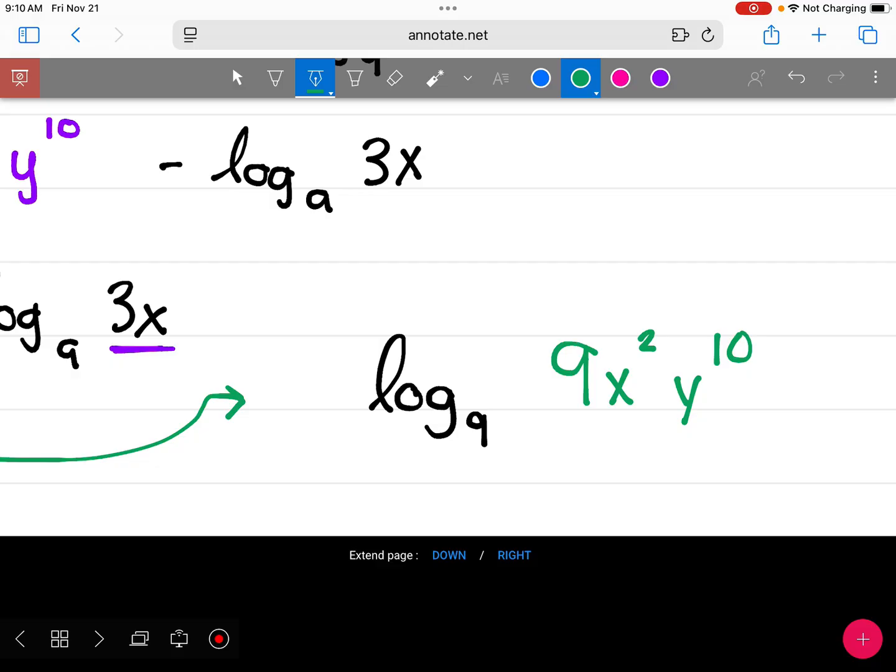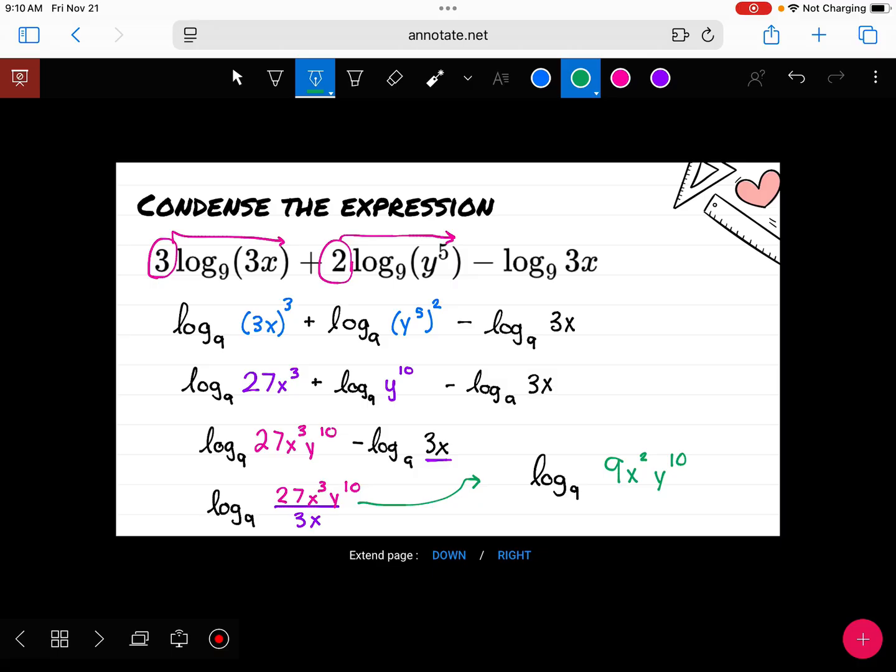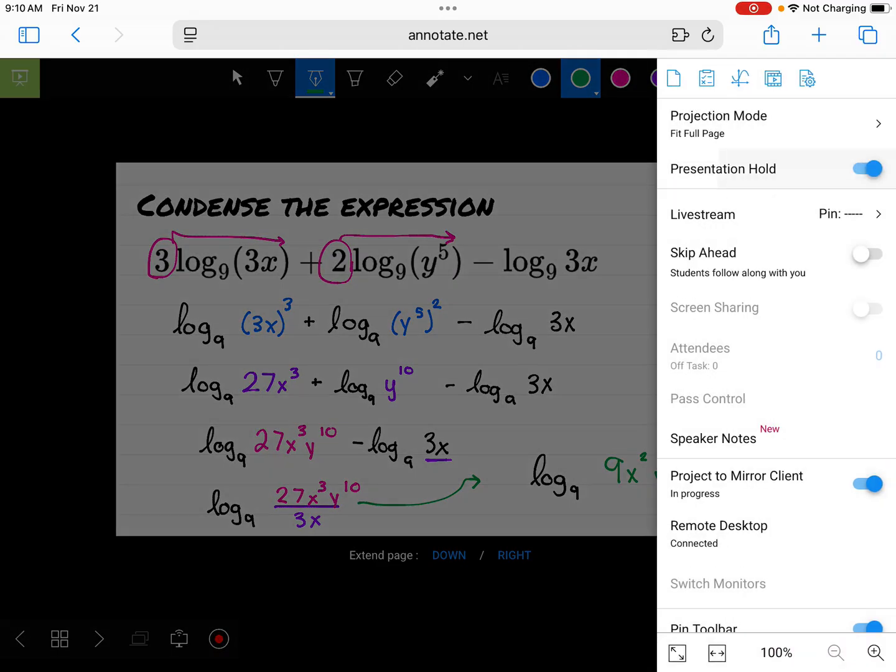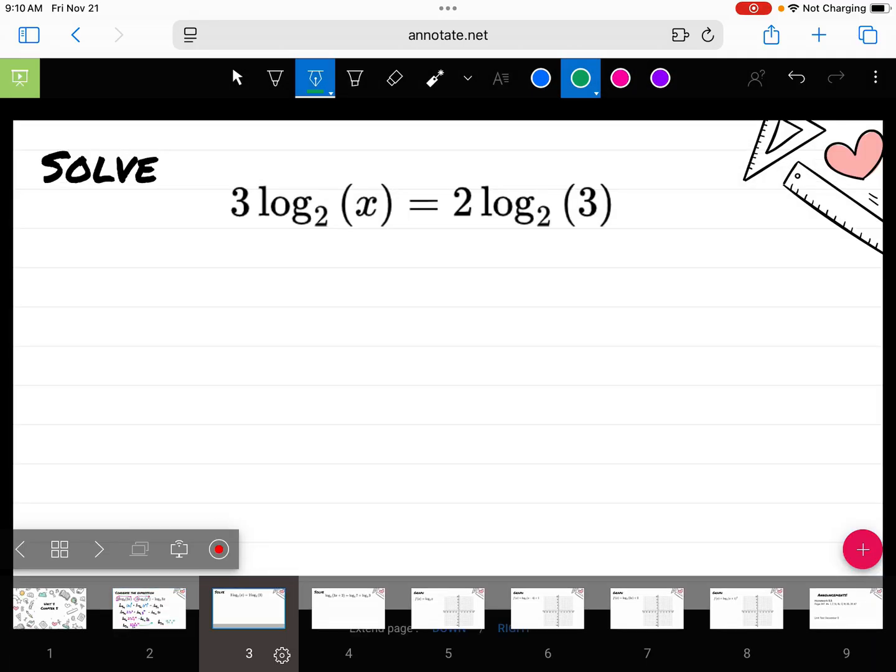Okay. Questions on that one with our condensing? Because expanding works the same way, just in reverse. Usually pretty good with that one. I want us to do a little bit of solving, and then we're going to do some graphing today. So we're going to do a couple of solving problems like this. So we've got 3 log base 2 of x equals 2 log base 2 of 3.